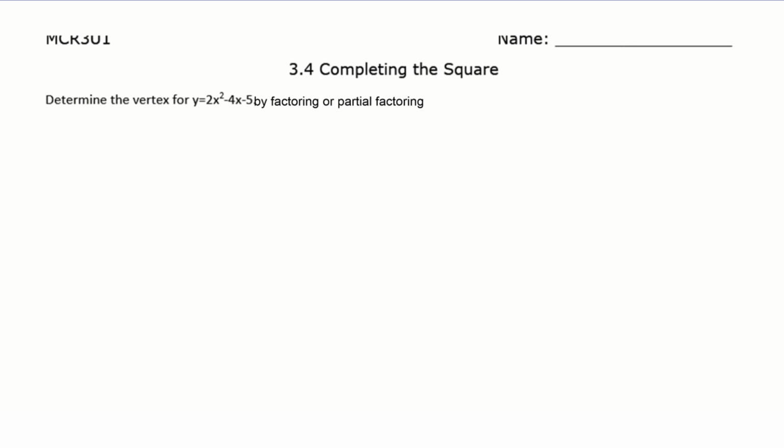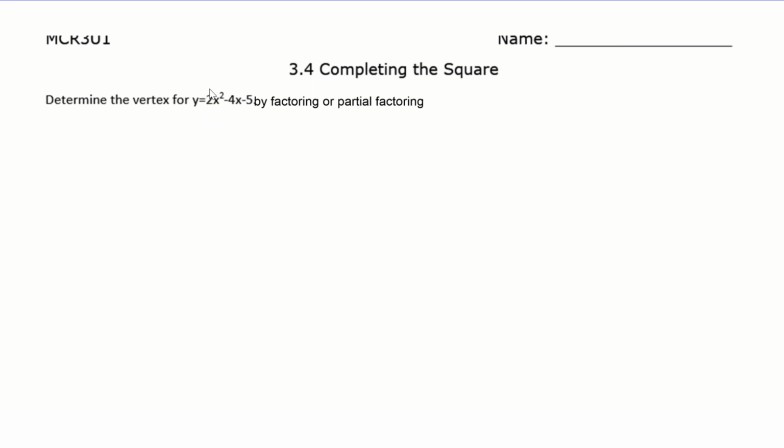So in this lesson, we are going to see how we can use the complete the square method to find the vertex. And before we introduce completing the square method, we are going to see how we can determine the symmetric points on the problem to find the vertex. Determine the vertex for y equals 2x squared minus 4x minus 5 by factoring or partial factoring.